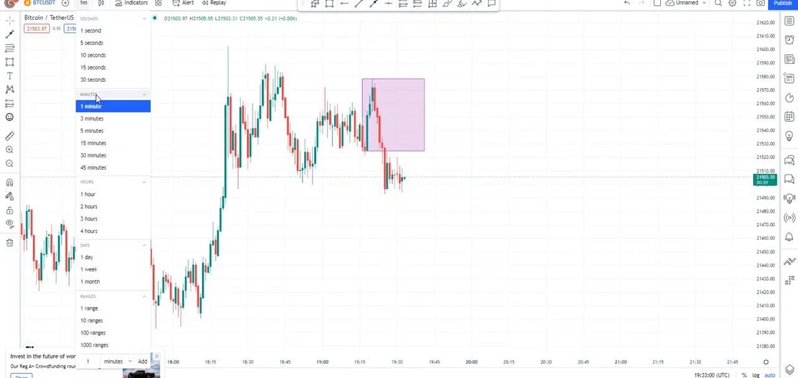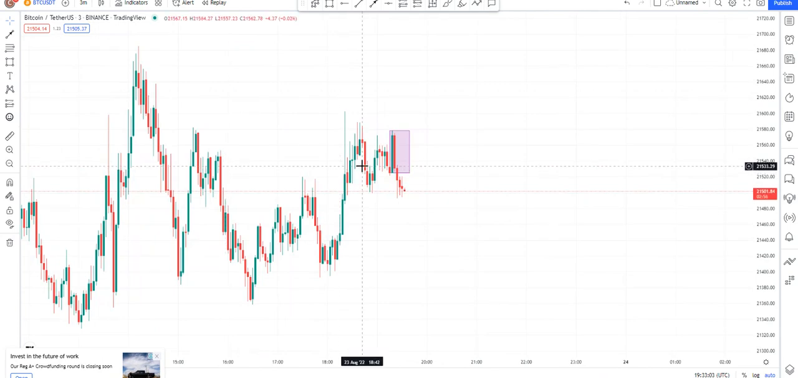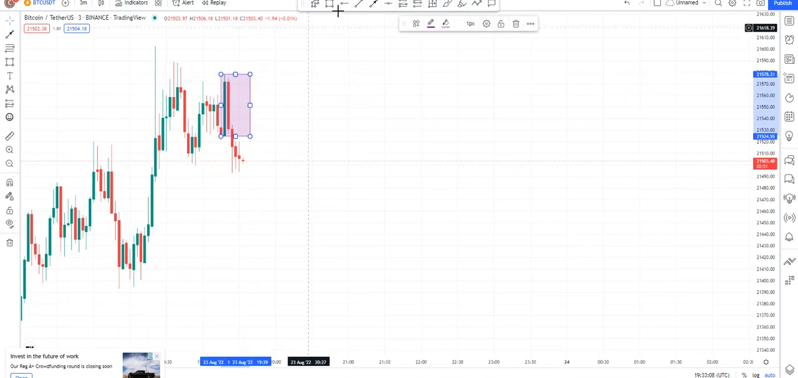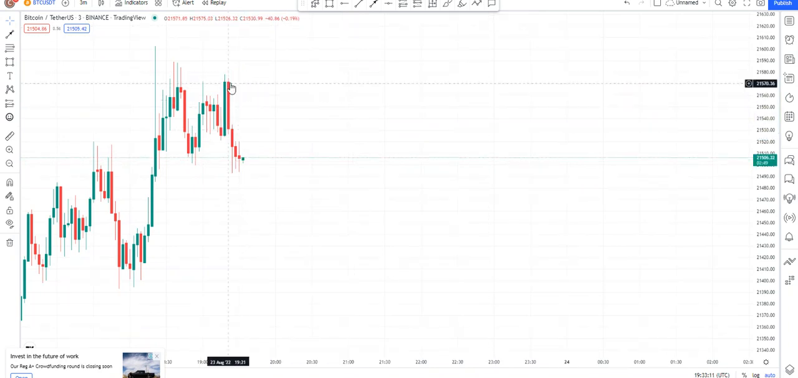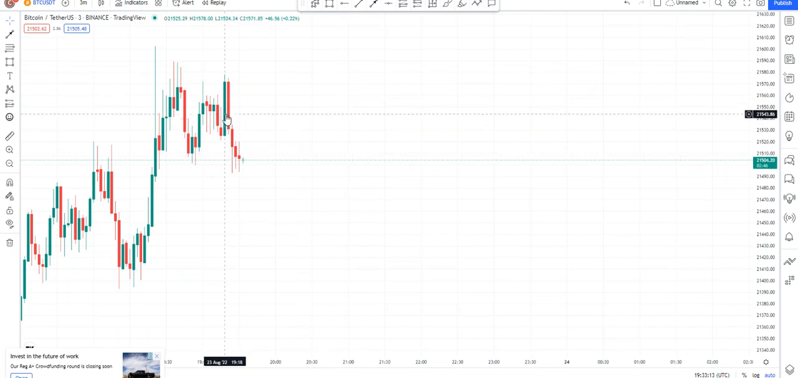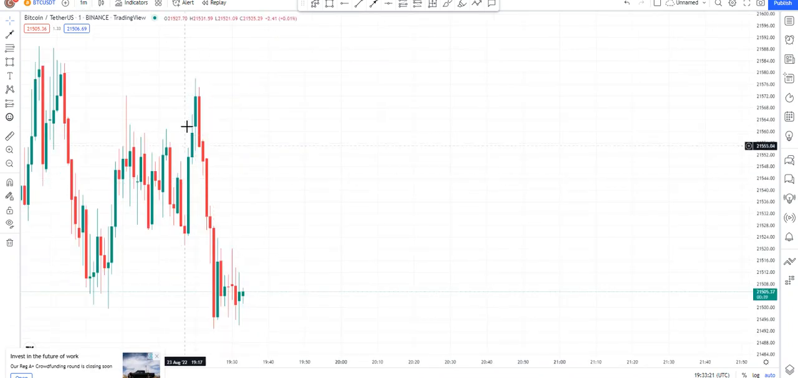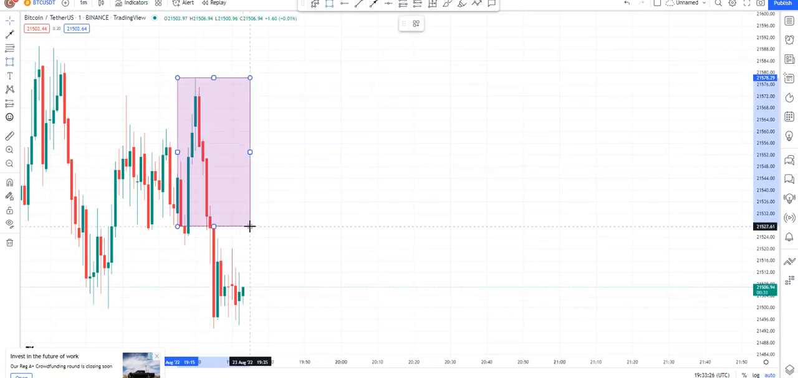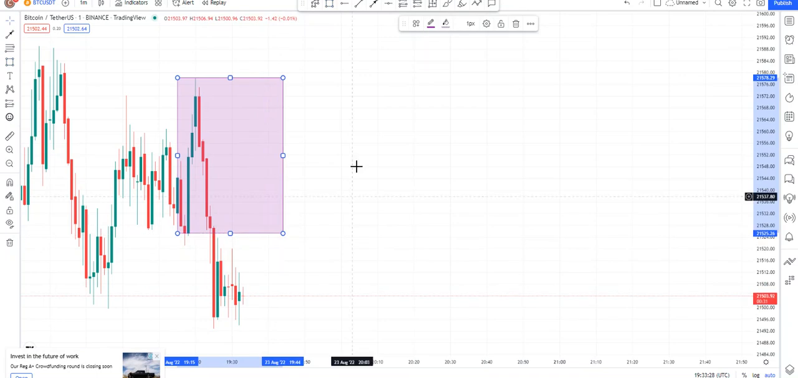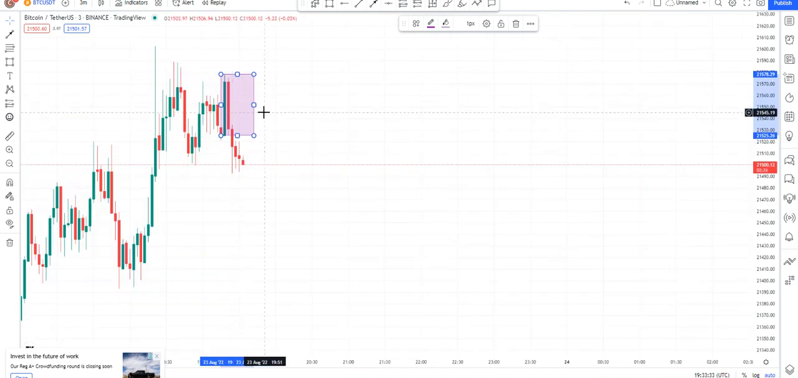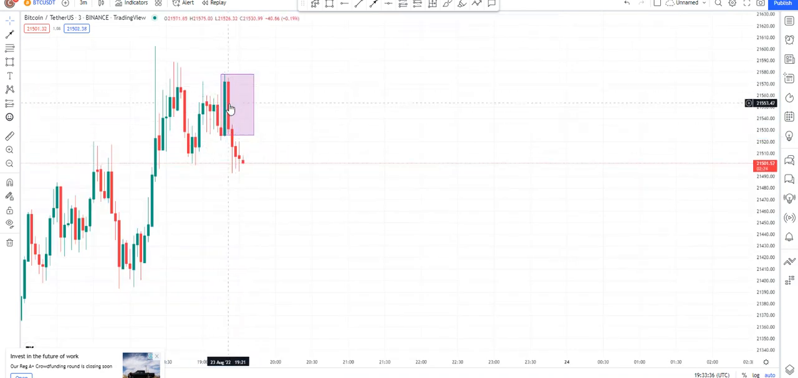If I go up to a 3 minute time frame, you can see that it is just one candle. This kind of prediction comes with experience, but what we can easily say is that if they are following each other consecutively like this, you can mark all of them as one order block, because on a higher time frame it will just be one complete candle.